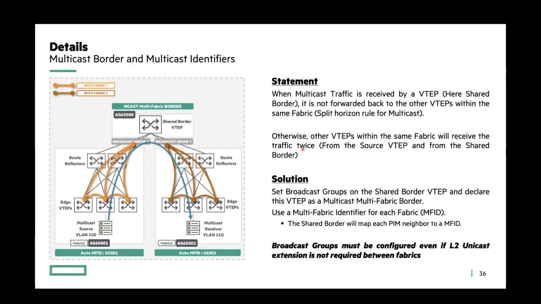To do that, we simply need to configure the shared border as a multicast border. Once done, the border will automatically map each PIM neighbor to a fabric ID, avoiding it forwarding back the traffic. This identification is made using a multicast fabric identifier, which is by default the AS number. It's highly important to note and understand as well that the solution also relies on the broadcast group capability introduced with this release.